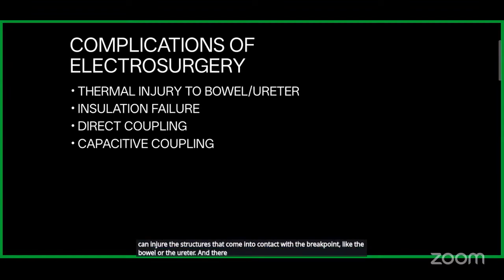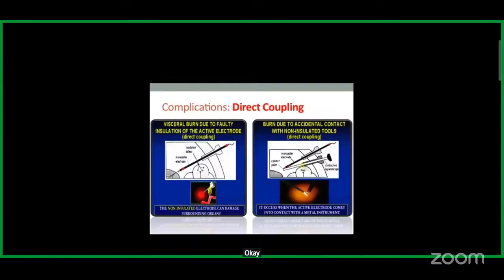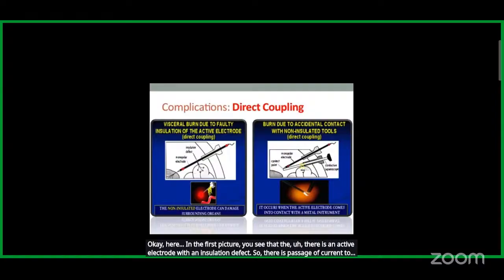And there is something called direct coupling and capacitive coupling. I'll explain it in the next slide. Here in the first picture, you see that there is an active electrode with an insulation defect. So there is passage of current to the adjacent structure, which is the bowel, leading to bowel injury here. Whereas in the next picture, you can see that the active electrode is touching the telescope, which is another metal. So there is accidental contact with another non-insulated tool that allows passage of energy to the non-insulated tool also. Now this telescope is in contact with the bowel, so this is resulting in a bowel injury.